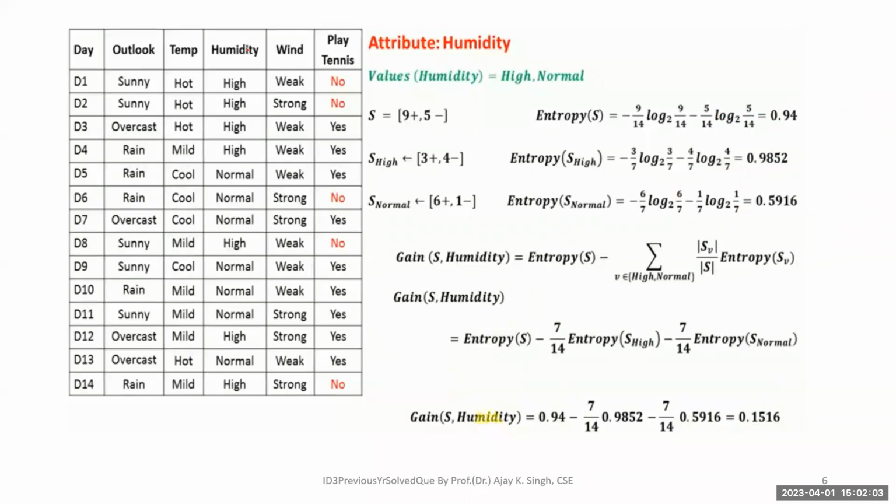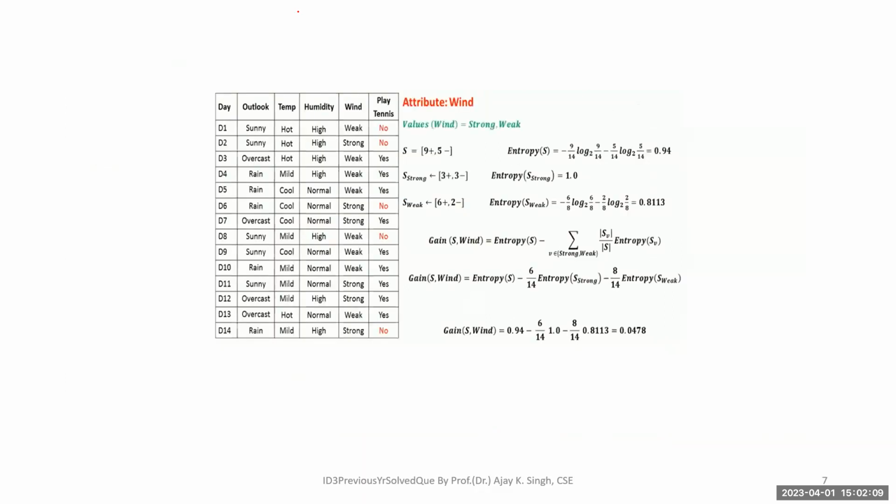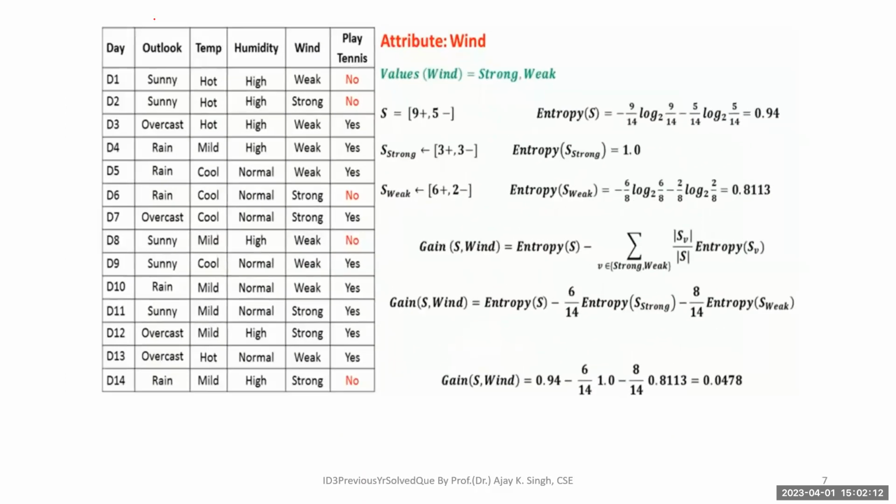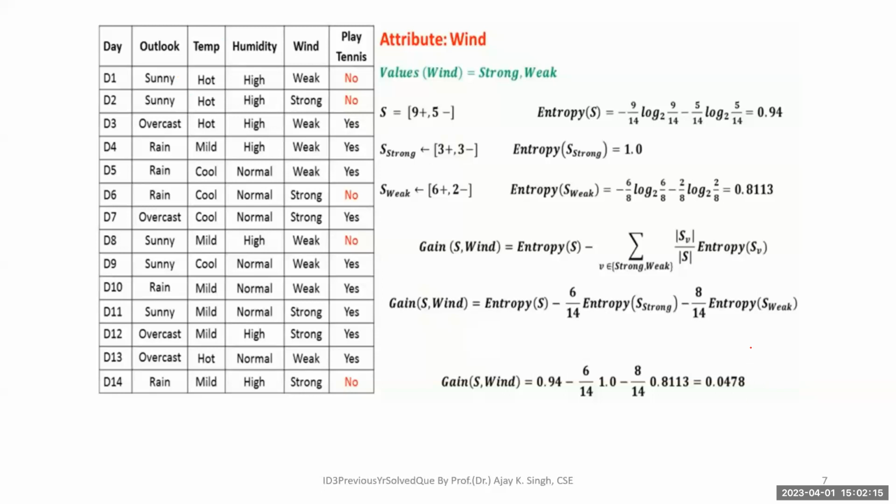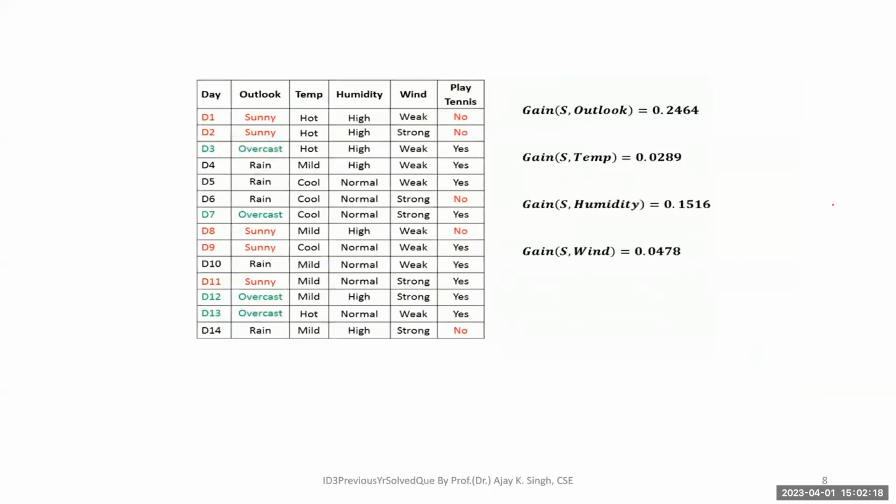In the same way, we calculated the gain for humidity, and for wind we are also going to calculate the gain. Wind is the last attribute, so we get some gain for it. Then we have the gains for outlook, temperature, humidity, and wind. These four parameters are there, so which one has the highest gain? The highest gain is coming out to be this one, the highest among all these attributes. Fine, so this is the next one.